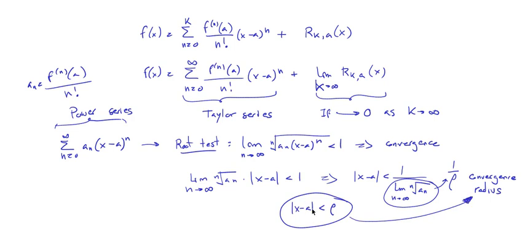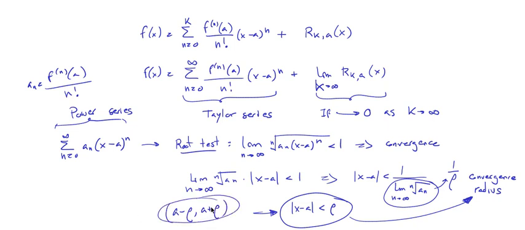And so our expression of f as a series will only be true if the distance between x and a is smaller than this convergence radius. Okay? So in other words, this series is going to be absolutely convergent in this interval, (a minus rho, a plus rho). Okay?